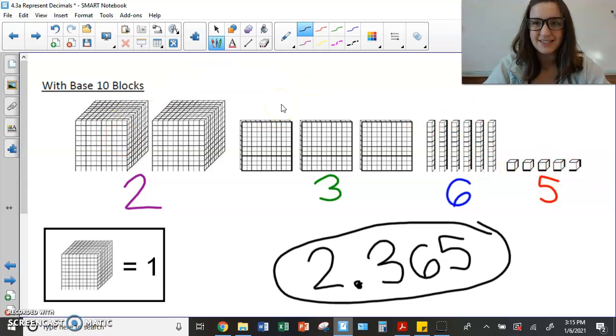Because with our base 10 system, every time you go a place to the left, it gets 10 times bigger. Every time you go to a place to the right, it gets 10 times smaller, because that's how our base 10 system works in math.